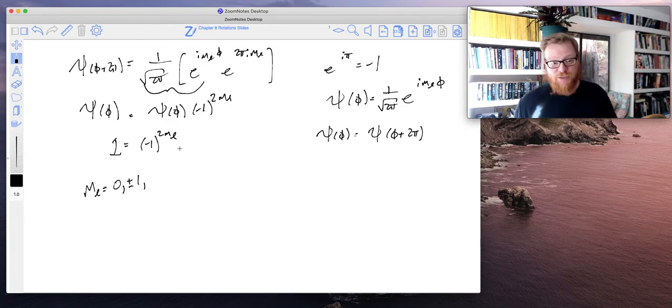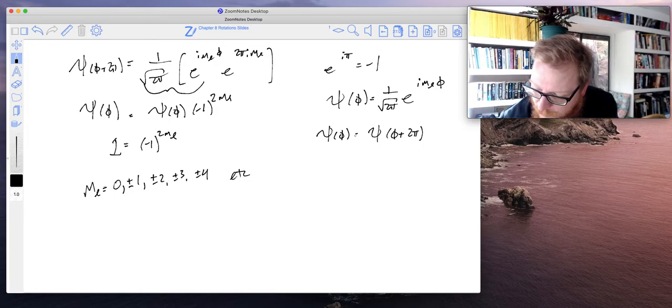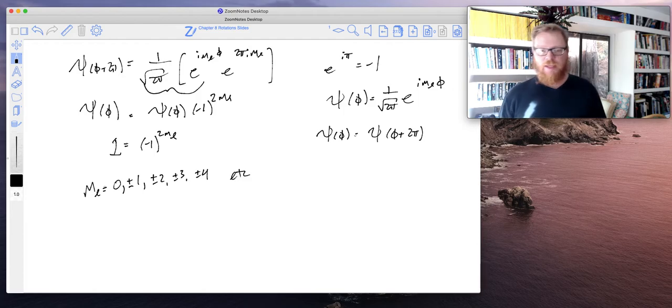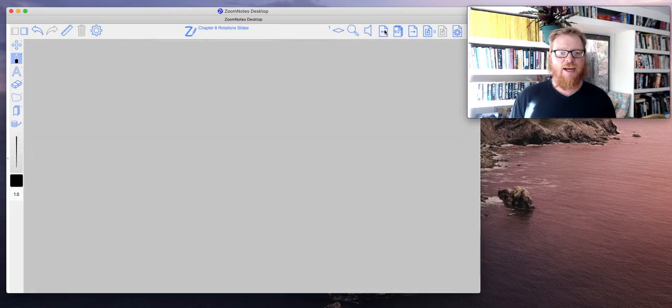What about plus or minus 2? I mean, let's try it, right? What's -1 raised to the 4th power? It's +1. Brilliant. And as we will find out, we can just keep going on and on and on with this, etc. And all of these ml values are possible, which is sweet. So in more than one way, we came up with this quantum number ml, solving the particle on a ring problem, okay?